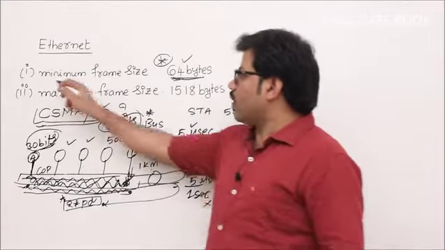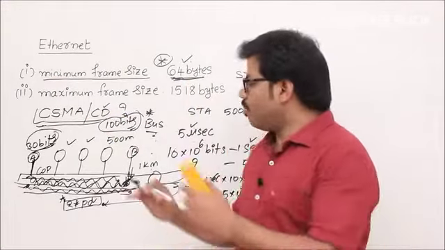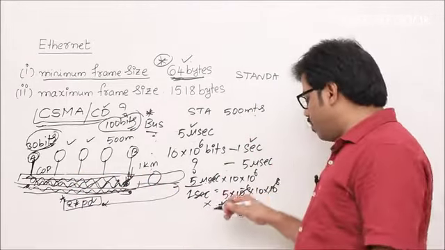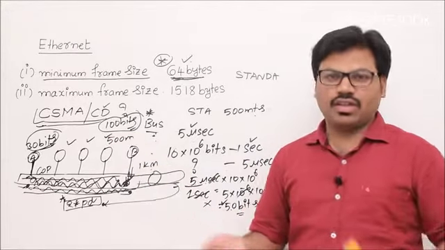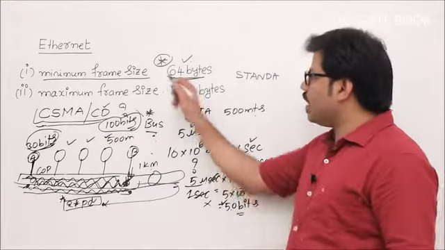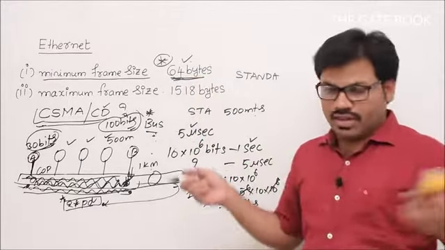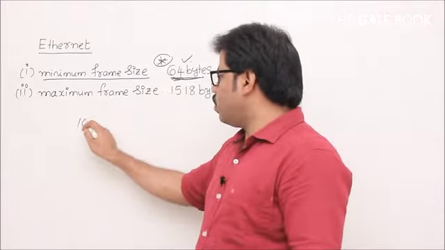Now, that's why, what if the minimum frame size is 64 bytes? Then what is the maximum cable size which is allowed? We will see. With 50 bits, what is the maximum cable size allowed? 500 meters. Otherwise, collision cannot be detected. In the same way, we will see with 64 bytes, what is the maximum cable size? Okay, let's do that. I'm using the same conditions.